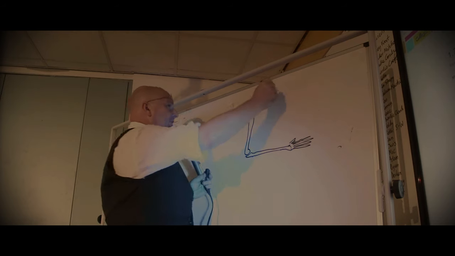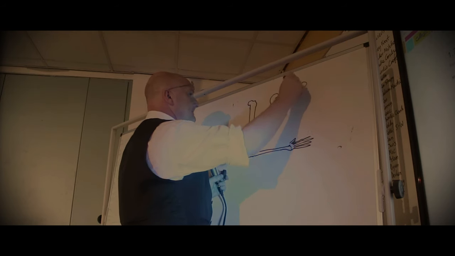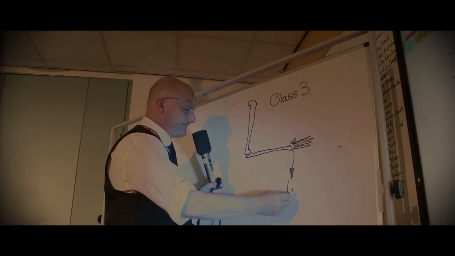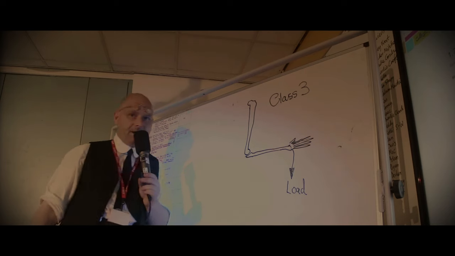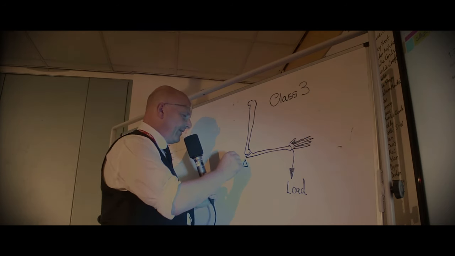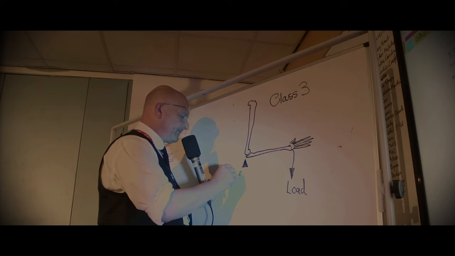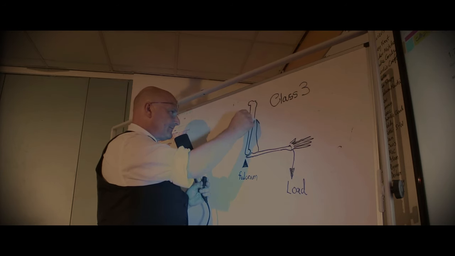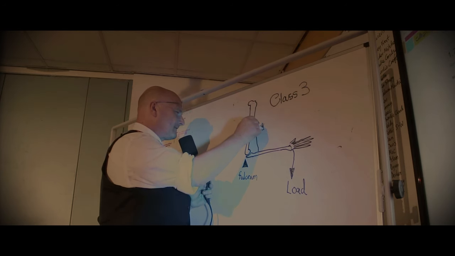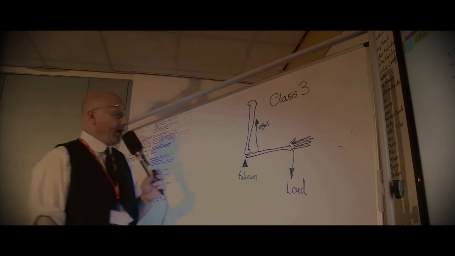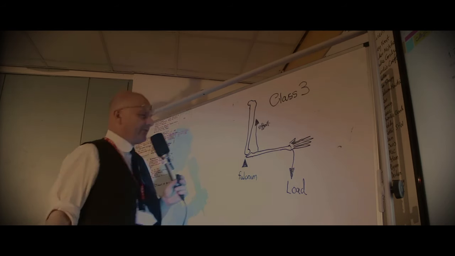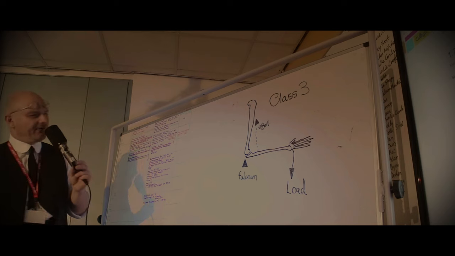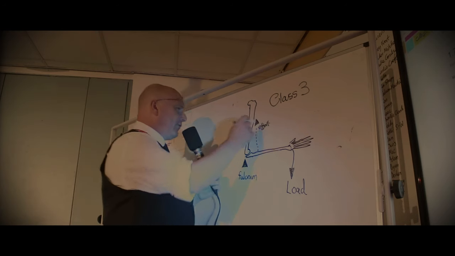Right, in a class three lever, the load is at the end of the lever. The fulcrum is at the other end of the lever, which is your elbow, and the effort is halfway along. What do you notice about this lever system? I notice that there is no mechanical advantage given by this lever system.